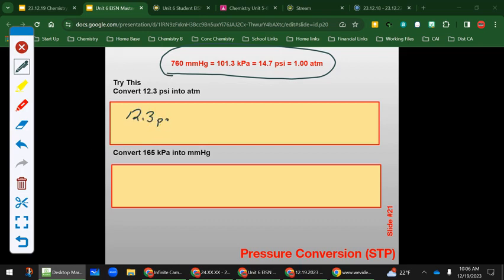12.3 PSI. How do I get to ATMs, ladies and gentlemen? 1 ATM on top. Bottom? 14.7. How many sig figs? ATM is our unit. What do we got? 837? Yeah. Good. Good.